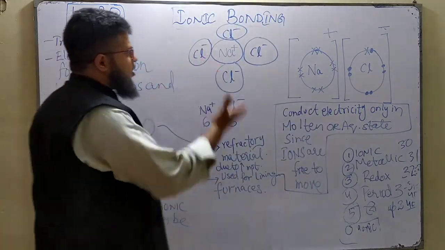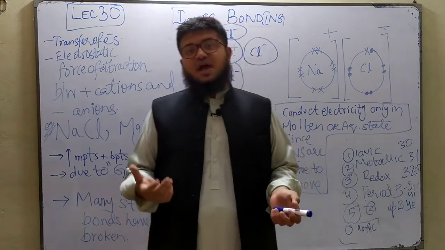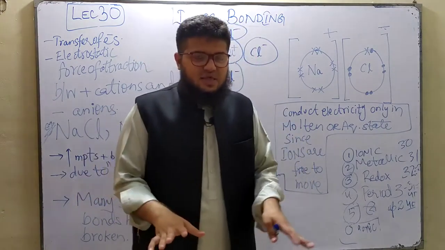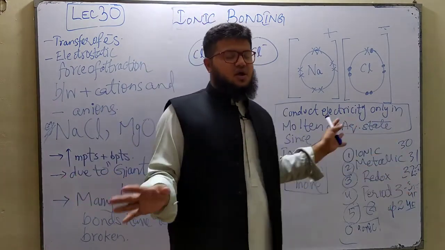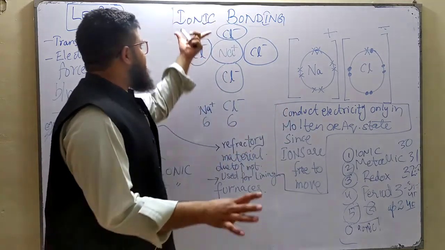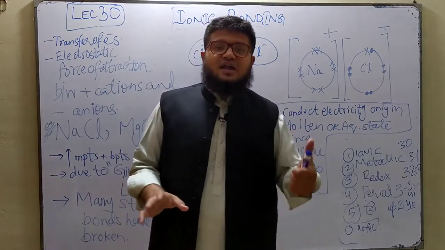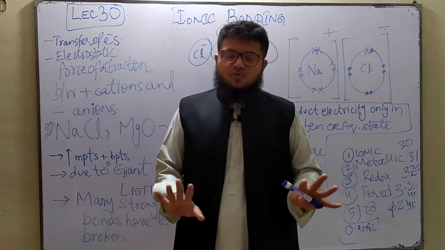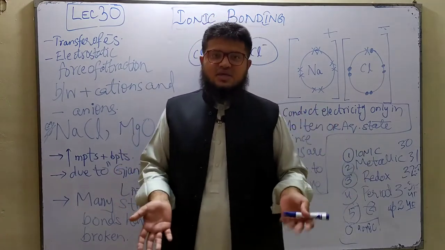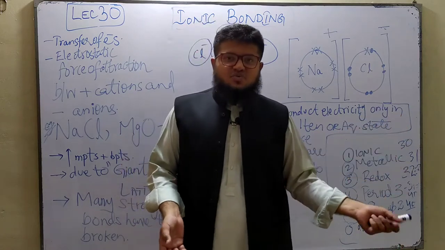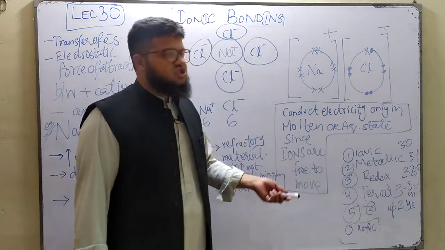All right, so ionic bonding. From your O levels you already know what that is. The definition is exactly the same, there is no difference in here. So what are ionic bonds? These are strong electrostatic forces of attraction formed between a positive cation and a negative anion. I hope you know what cation and anion is. An anion is a negatively charged particle and a cation is a positively charged particle.